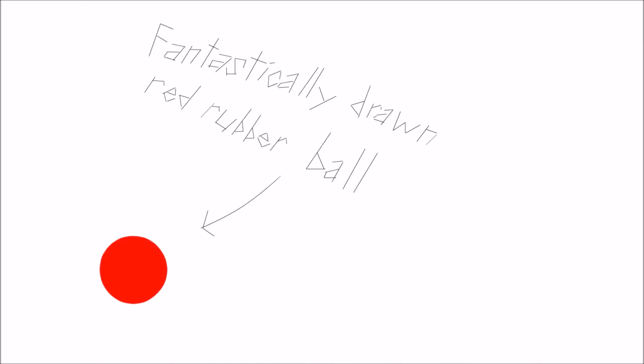Here, we have a fantastically drawn red rubber ball. You can tell, right? Now we want to move this ball across the screen from here to here. But before traveling the full distance, it has to travel halfway. And before traveling those half distances, it has to travel the quarter distances in between.